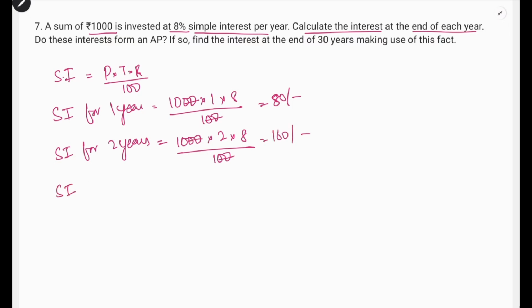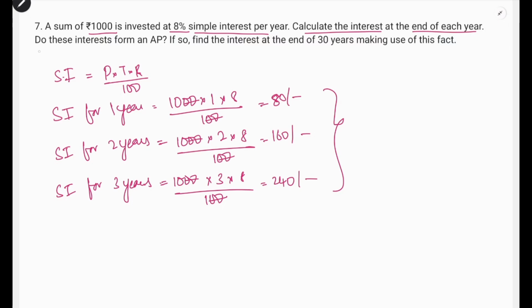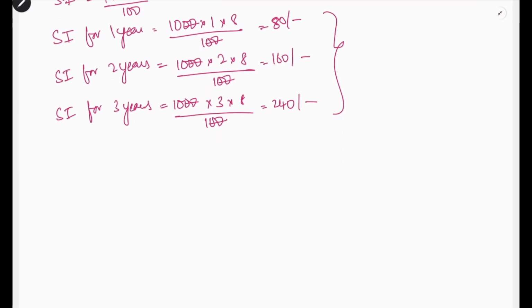Okay, simple interest for 3 years is 1000 into time, which is 3, into 8 divided by 100. Okay, it is 240 rupees. Now we will see whether these terms form an AP or not. So here it is asked, do these interests form an AP? Now we will see it.